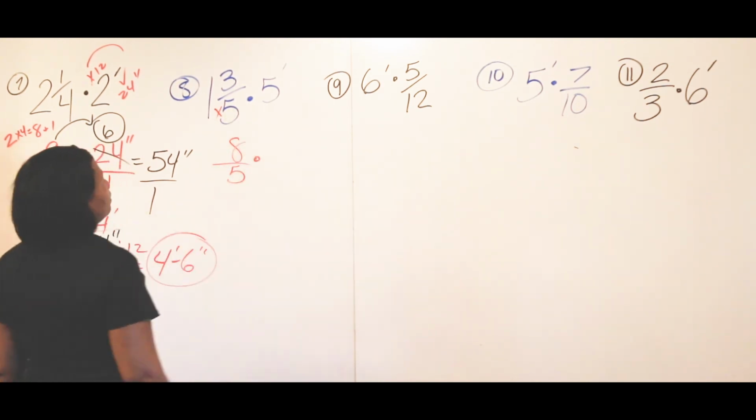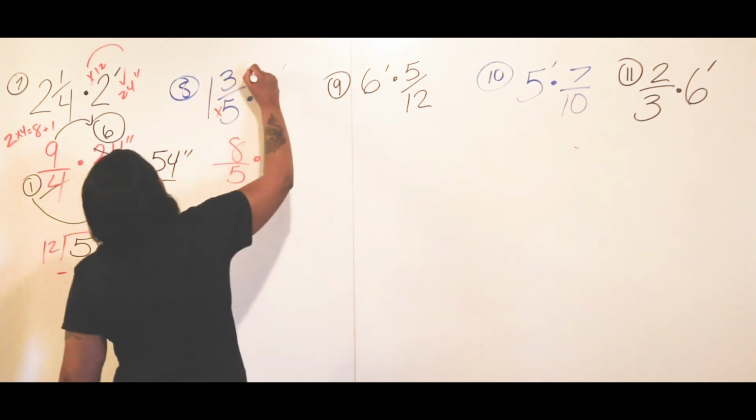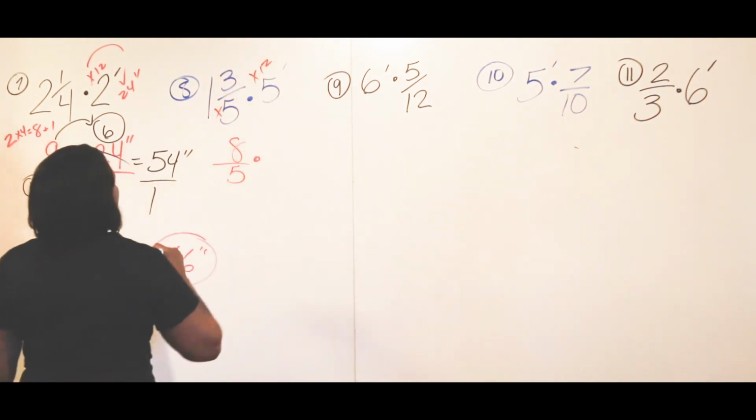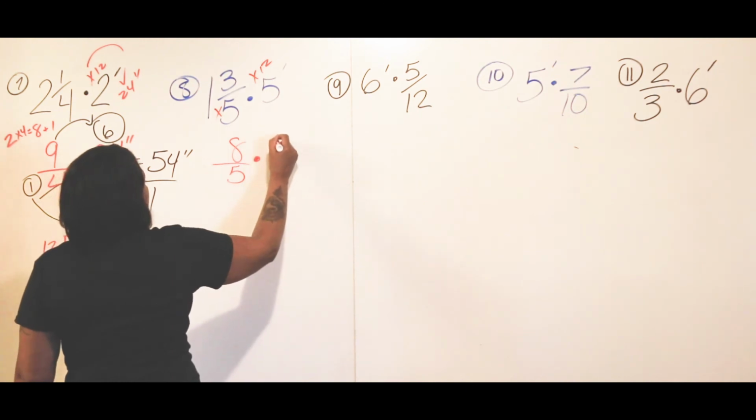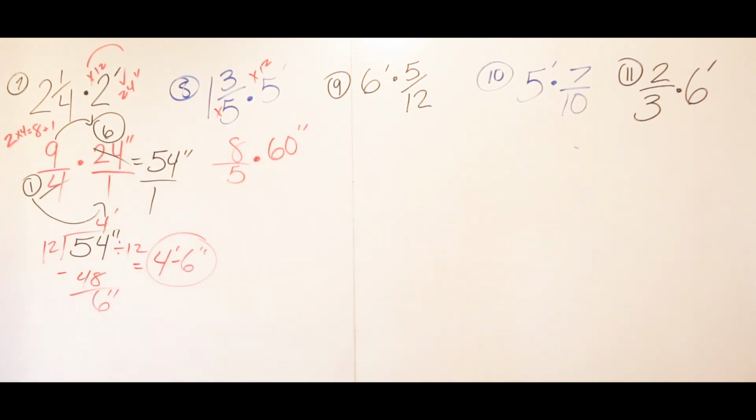What do we do with feet? How do we turn feet into an improper fraction? Multiply by 12. 5 times 12 is 60. What do we do with that 60 inches? How do we turn it into an improper fraction? Put it over 1.